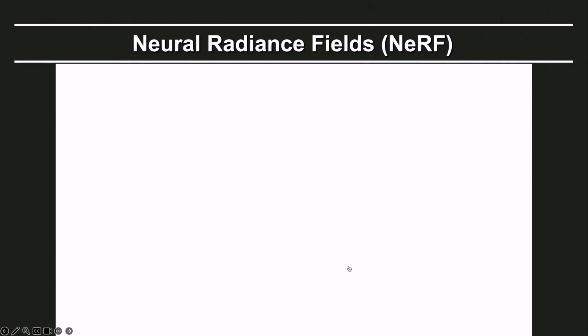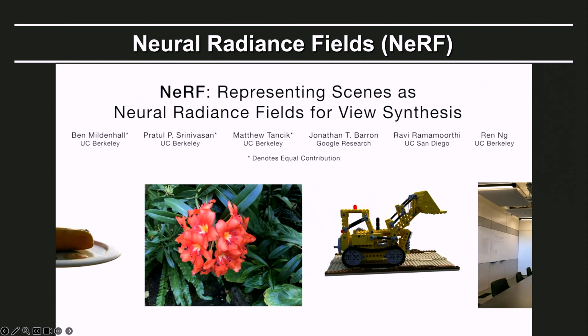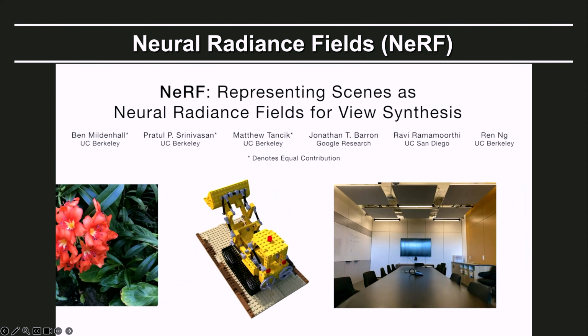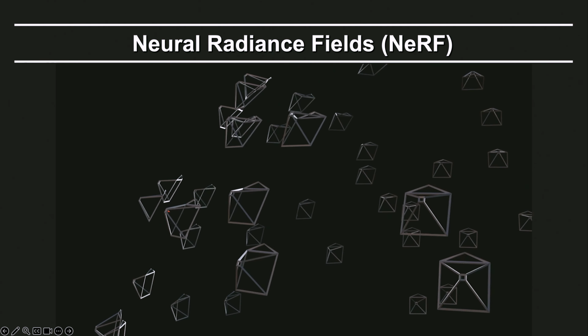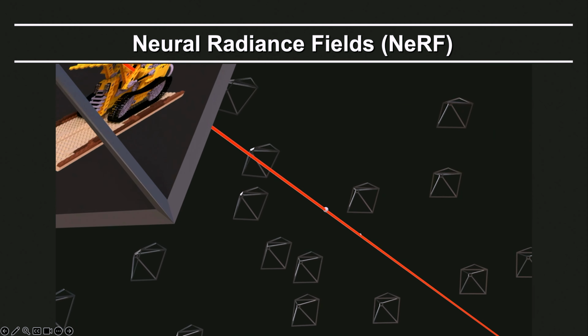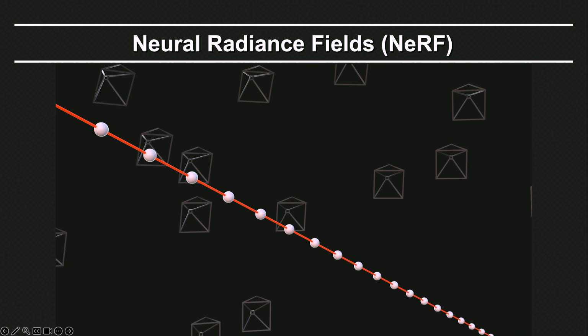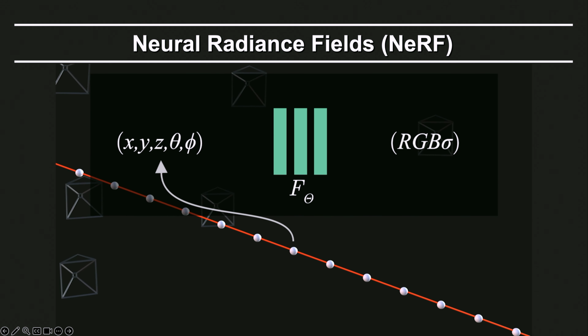Hopefully audio works. We present neural radiance fields, or NeRF, a new method for representing complex scenes that achieves state-of-the-art results for view synthesis. Given a set of input images of a scene, which in this visualization is a Lego bulldozer, we optimize a volumetric representation as a continuous function which is defined for any 5D coordinate, consisting of a location and view direction.